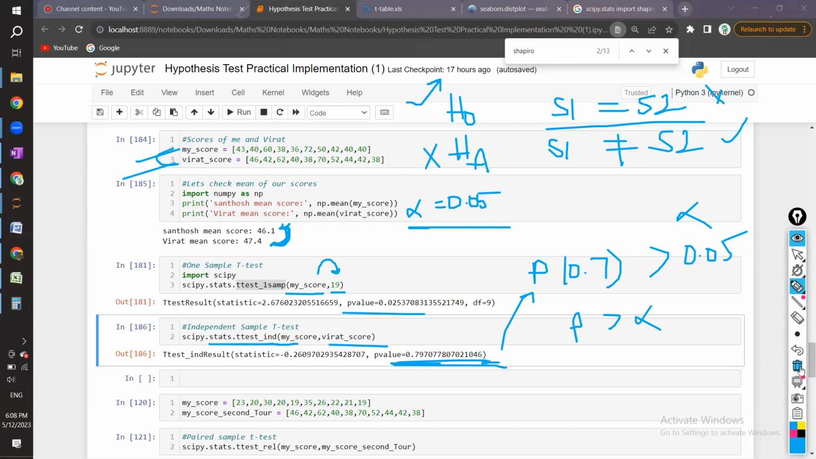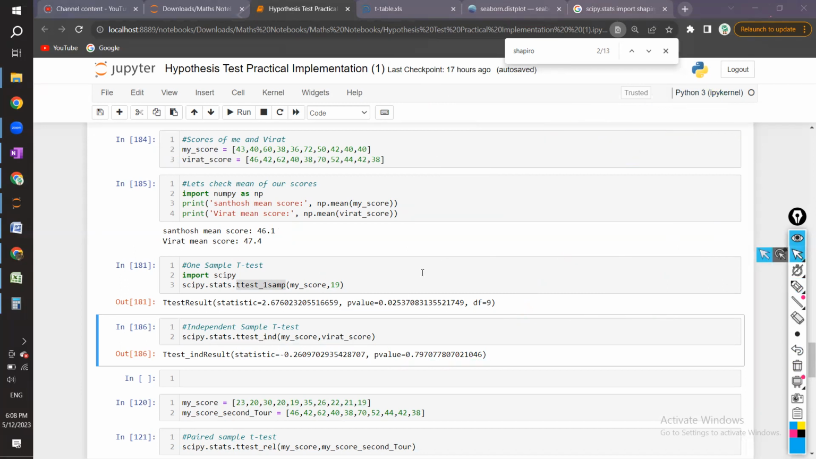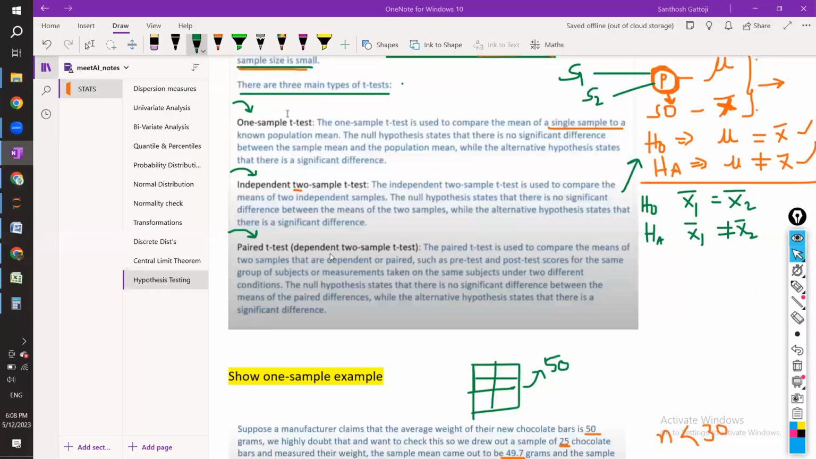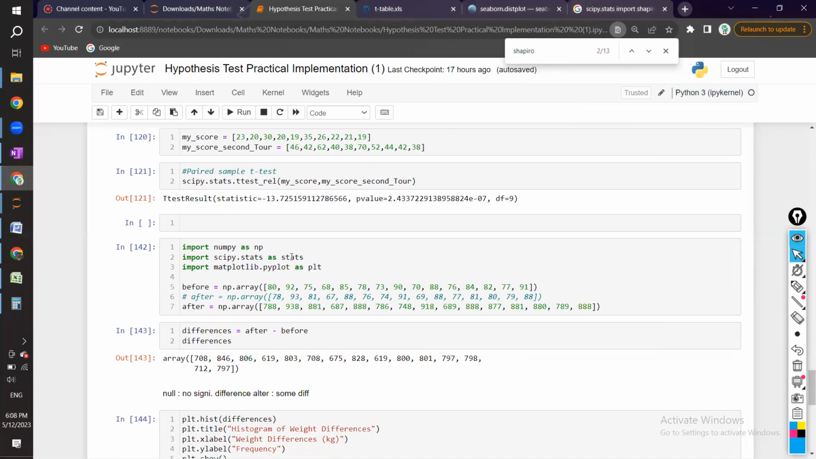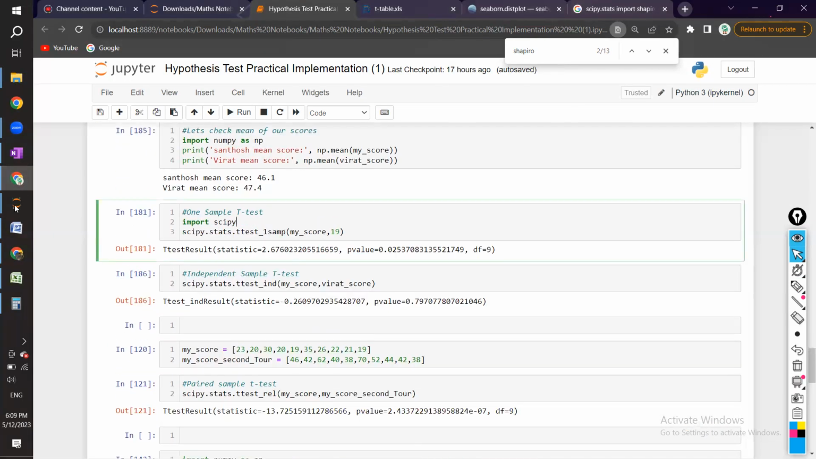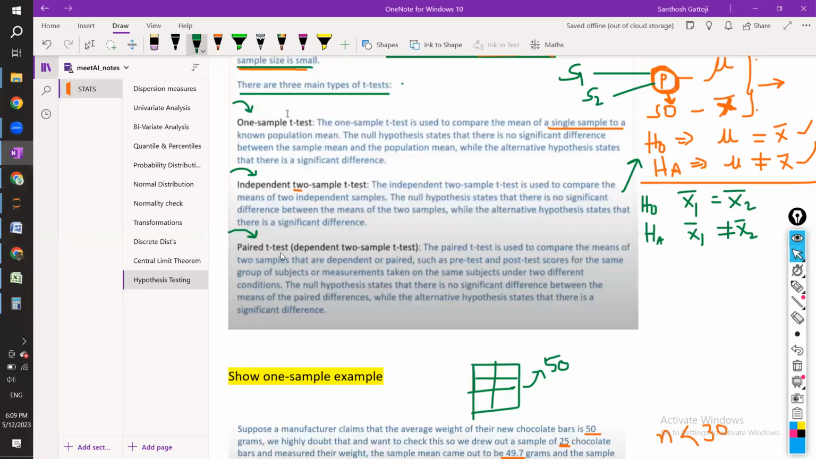Okay, great. So that is regarding the two sample t-test. Now, if you go to the last one, over here you have the paired t-test case. This is also a two sample t-test only, but it is a dependent sample.